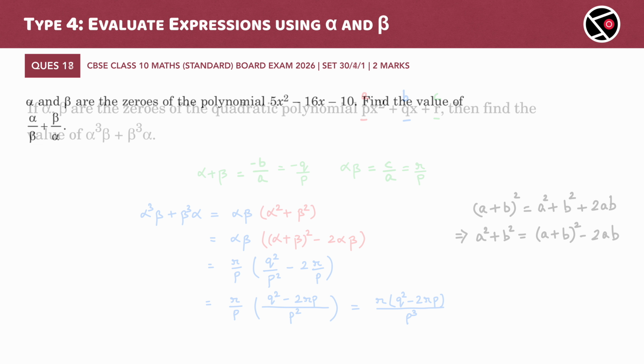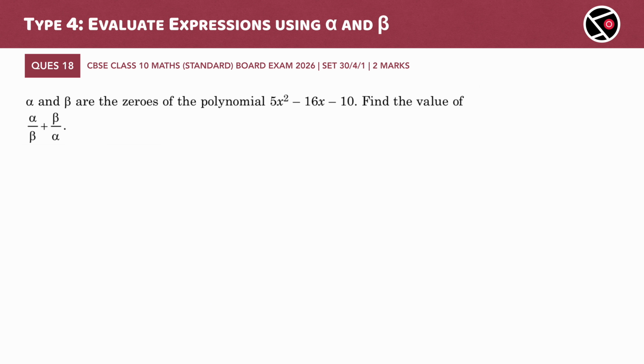Here is our next question, quite similar to the previous one. Pause the video and give it a try. We start with the coefficients. A equals 5, B equals minus 16, C equals minus 10. Alpha plus beta is minus b over a or 16 over 5. Alpha times beta is c over a, minus 10 over 5 or minus 2.